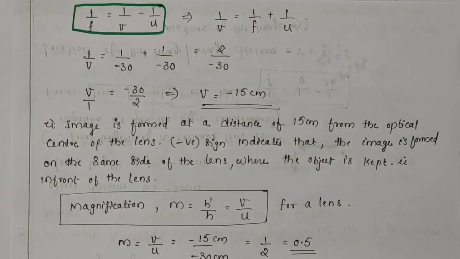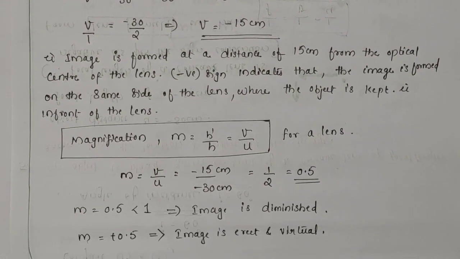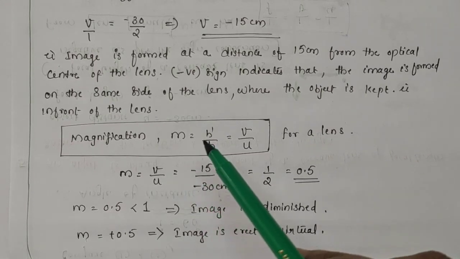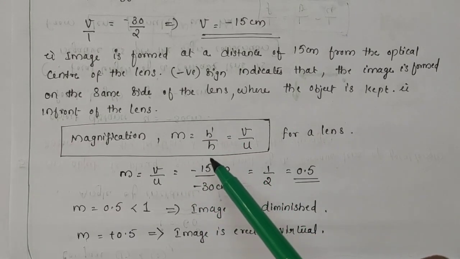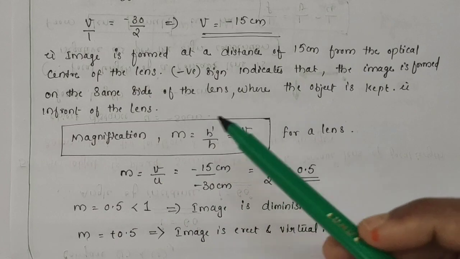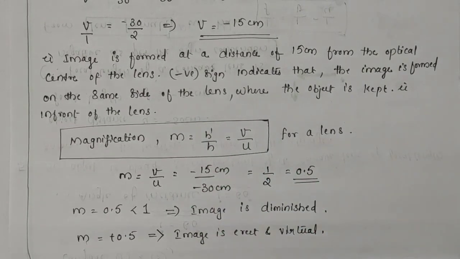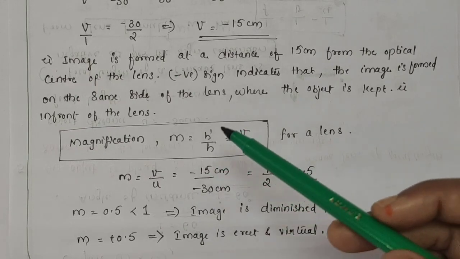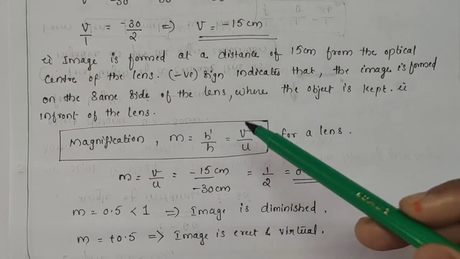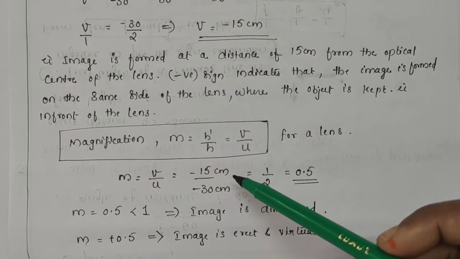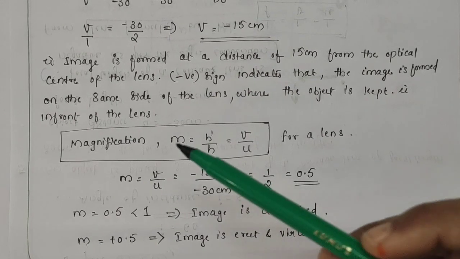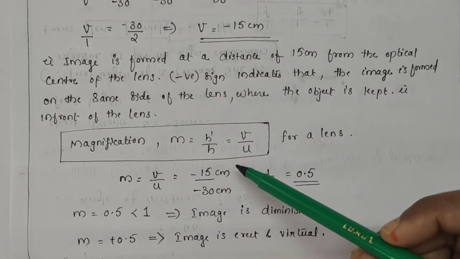Now, by using the formula of magnification, m is equal to h dash by h, the ratio of the height of the image to the height of the object, for a lens and for a mirror. But for a mirror, it is minus v by u, and for a lens, m is plus v by u. That is the difference. So m is equal to v by u.